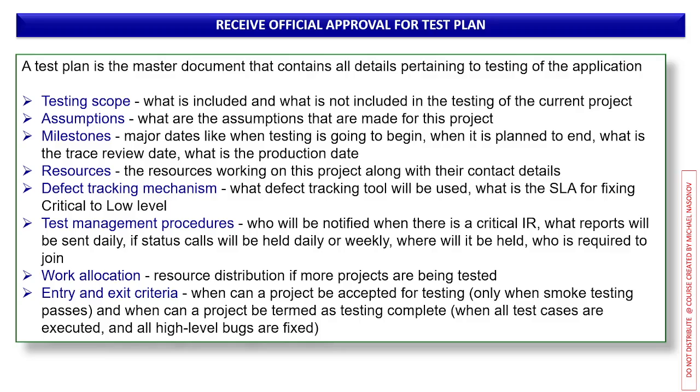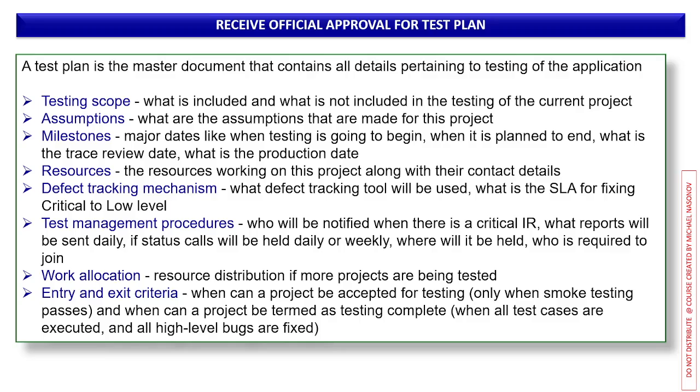Defect tracking mechanism. How do you track your defects? What defect tracking tools will be used? What's the SLA, service level agreement, for fixing critical to low levels? For example, for high priority defects, it should be like 1 to 3 days, or 5. For low level, it could be like months or more.